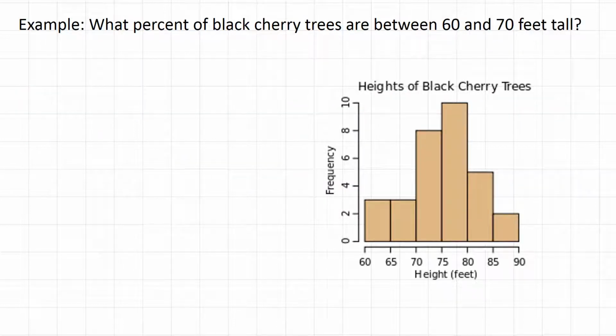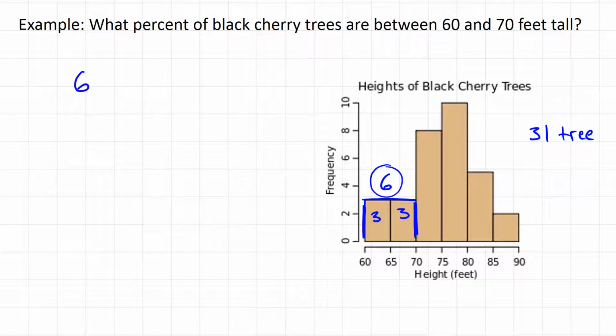Lastly, we can also analyze our histograms using percent and other types of graphs as well. So what percent of black cherry trees are between 60 and 70 feet tall? So that would be this group here. Well, how many trees are in there? Well, we have 3 in the first bin, 3 in the second, for a total of 6 cherry trees. And then if we counted up all the cherry trees, we'd find that there were 31 trees in the whole set of data. So what percent are between 60 and 70?